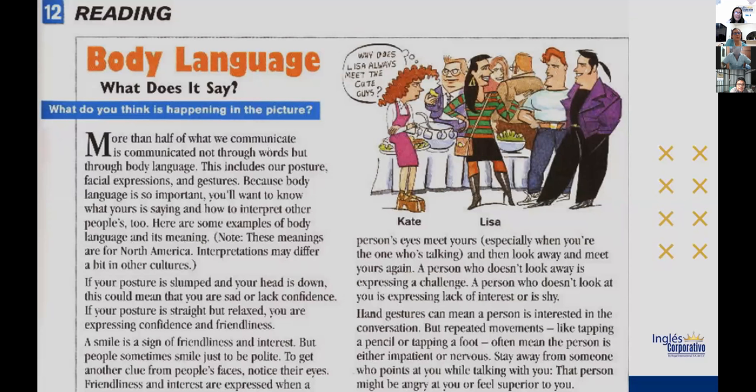More than half of what we communicate is communicated not through words, but through body language, right? This includes our posture, facial expressions, and gestures. Because body language is so important, you want to know what yours is saying and how to interpret other people's too. Are you always conscious of your posture and your body language? Or do you never think about that?